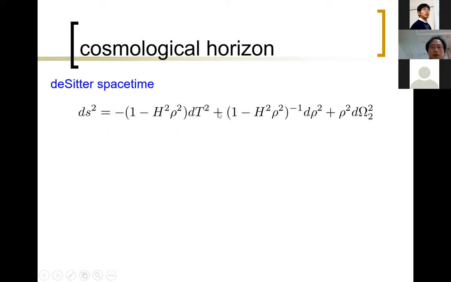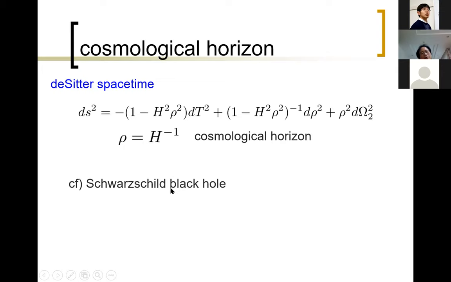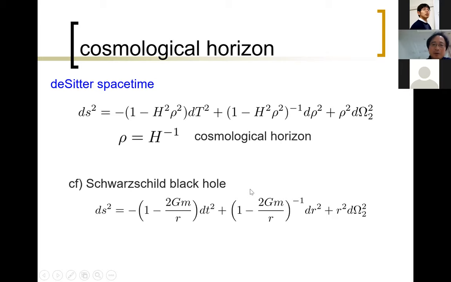T is a time coordinate, rho is a radial coordinate. From this metric, we can see the cosmological horizon is located at this place. To see this, for example, it's better to compare to a Schwarzschild black hole. For the Schwarzschild black hole, for the moment I focus on four-dimensional space-time, the metric has this form. Since all components don't depend on the time, this is a so-called static chart.